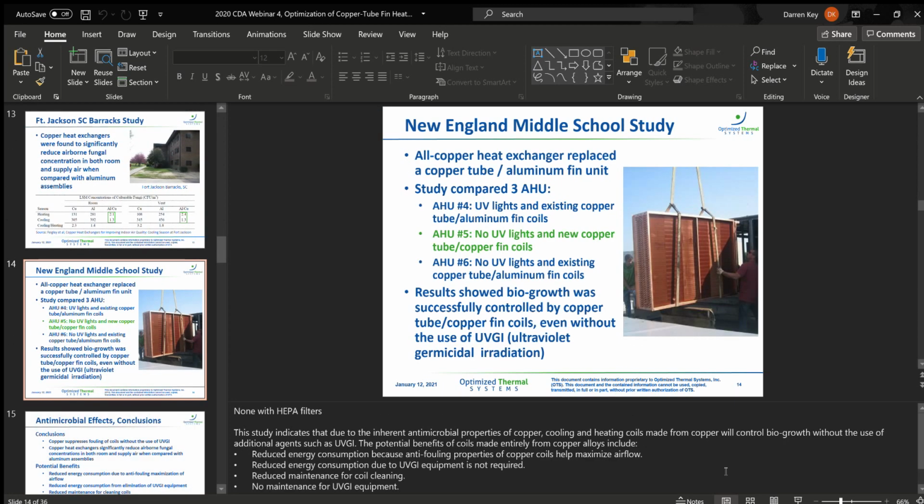The next biofouling study was done at a New England middle school. This was a pretty interesting study. They replaced a heat exchanger with an all copper unit. So that's the frame, the tubes, the fins, everything was copper. That's what's shown here. It's a really, really beautiful example in my opinion.